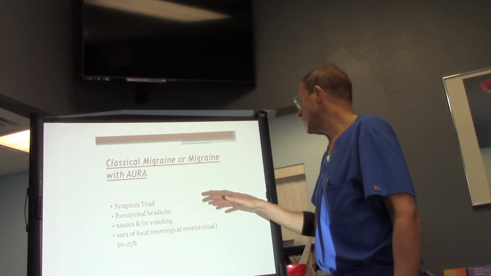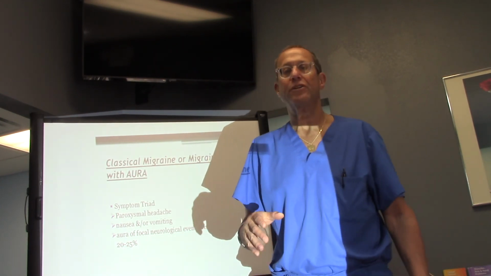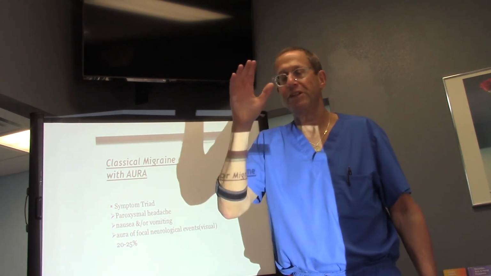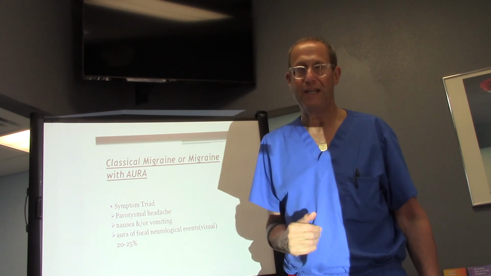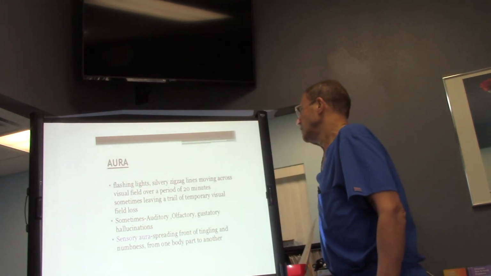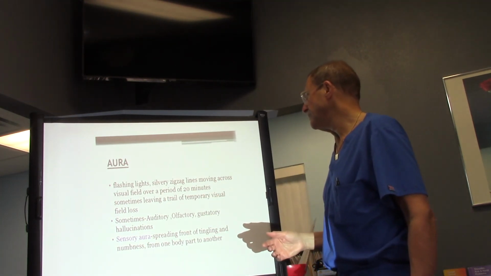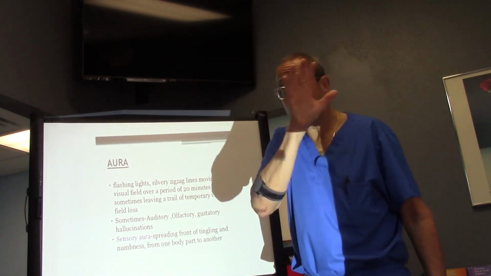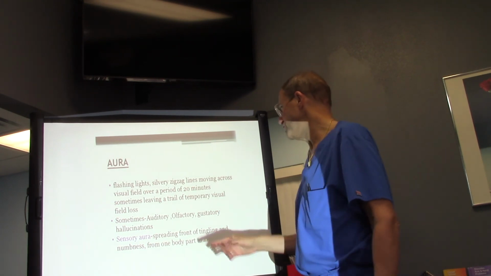You get an aura, or what they call a focal neurological event, 20 to 25% of the time. As far as the aura is concerned, you might see stars in front of your eyes, you might see dots, you might see different lights, and this is usually a sign that the headache is coming. Flashing lights, sometimes zigzag lines moving across the visual field, and sometimes it results in a loss of a portion of your vision. Just a portion of your vision is affected.